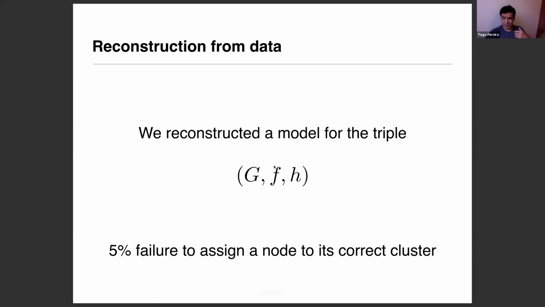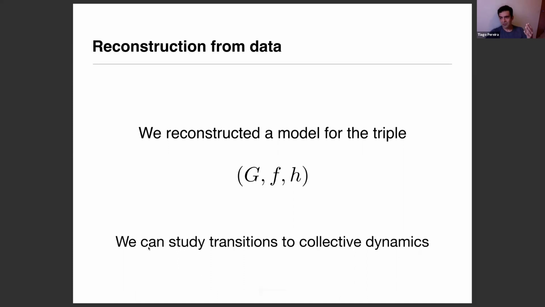I cannot prove it, but I'm telling you that under reasonable circumstances, the failure to assign a node to the wrong cluster is only 5%, which is quite nice. We like this very much. And you can also now study, only from the data, you can tell when this network is going to tip to collective behavior, when you're far from the collective behavior.